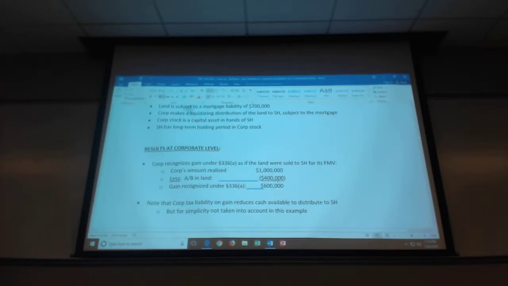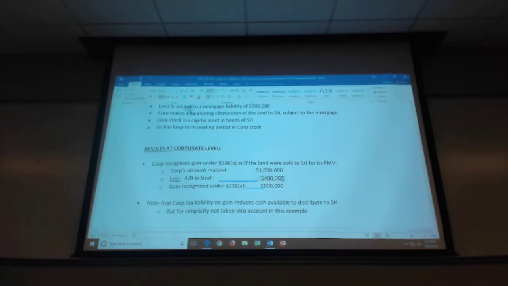The code says under 336(a) that the corporation is treated as if the land were sold for fair market value. Here, fair market value is greater than the amount of the debt. So the liability just has no effect at the corporate level. It would have an effect if the liability were greater than the fair market value. Okay, that's the next example. I'm jumping ahead of myself, sorry.